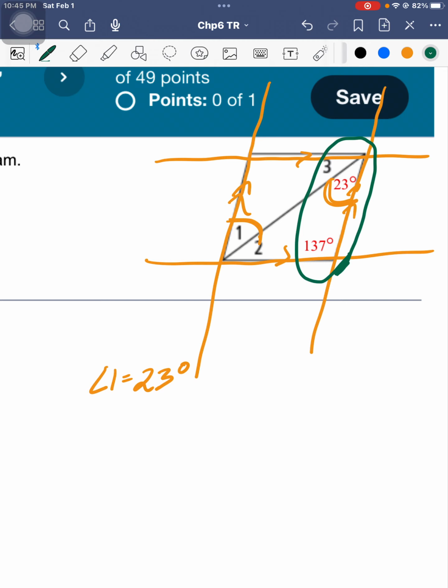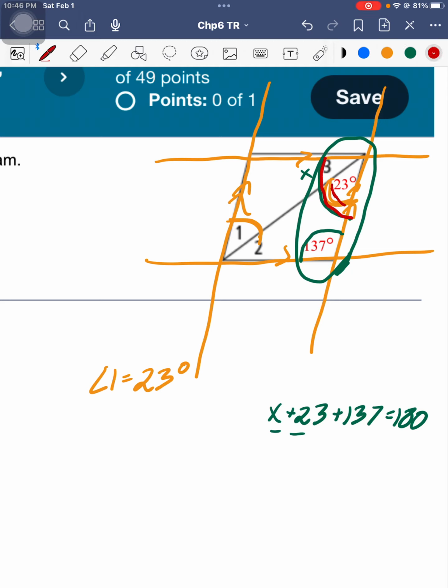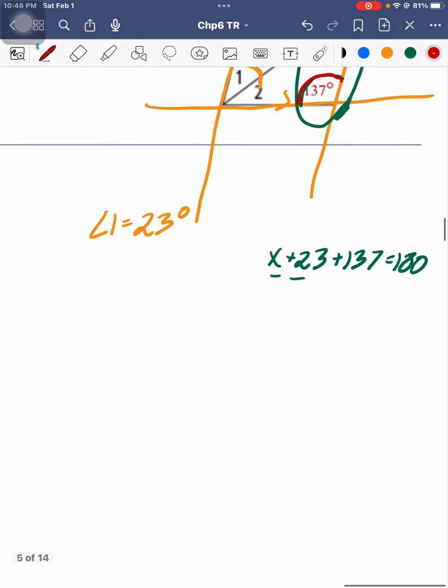So angle 3, let's just put it as x. So if angle 3 is x, then x plus 23 plus 137 equals 180. Why am I adding the x and the 23? Because this is the angle that is supplementary to this one. The entire angle, not just the 23. So it's the 23 plus this x, or this measure of angle 3, plus this one equals 180. So we have to take into account all of them.